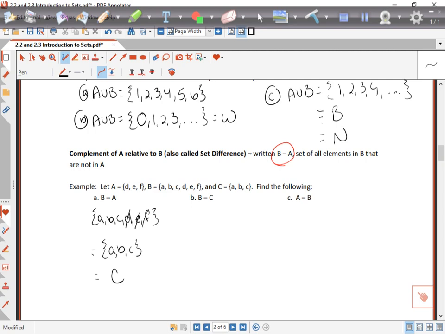Doing the same with B minus C. Again, write out B. And then C is A, B, and C. So I'm left with D, E, F. So you could either leave D, E, F as your answer, or you could also say it's A.